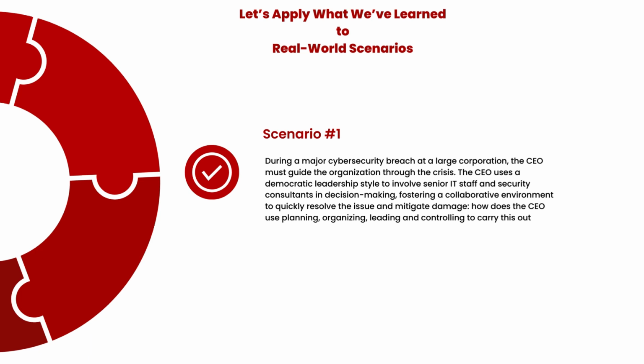During a major cybersecurity breach at a large corporation, the CEO must guide the organization through crisis. The CEO uses a democratic leadership style to involve the senior IT staff and security consultant in the decision-making process, fostering a collaborative environment to quickly resolve the issue and mitigate damage. How does the CEO use planning, organizing, leading, and controlling to carry this out?